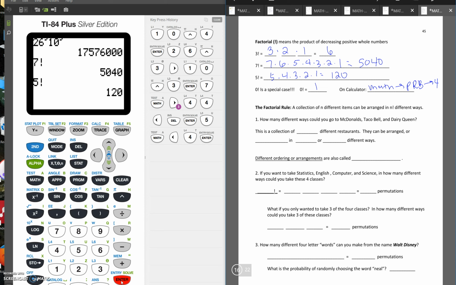So the factorial rule: a collection of n different items can be arranged in n factorial different ways. So if you have, say, 4 items, you can arrange those 4 things in 4 factorial ways. Number 1 says, how many different ways could you go to McDonald's, Taco Bell, and Dairy Queen? So we have 3 different restaurants here. So how many different ways you could go to them would be 3 factorial, which would be 6 different ways. So different orderings are also called permutations.